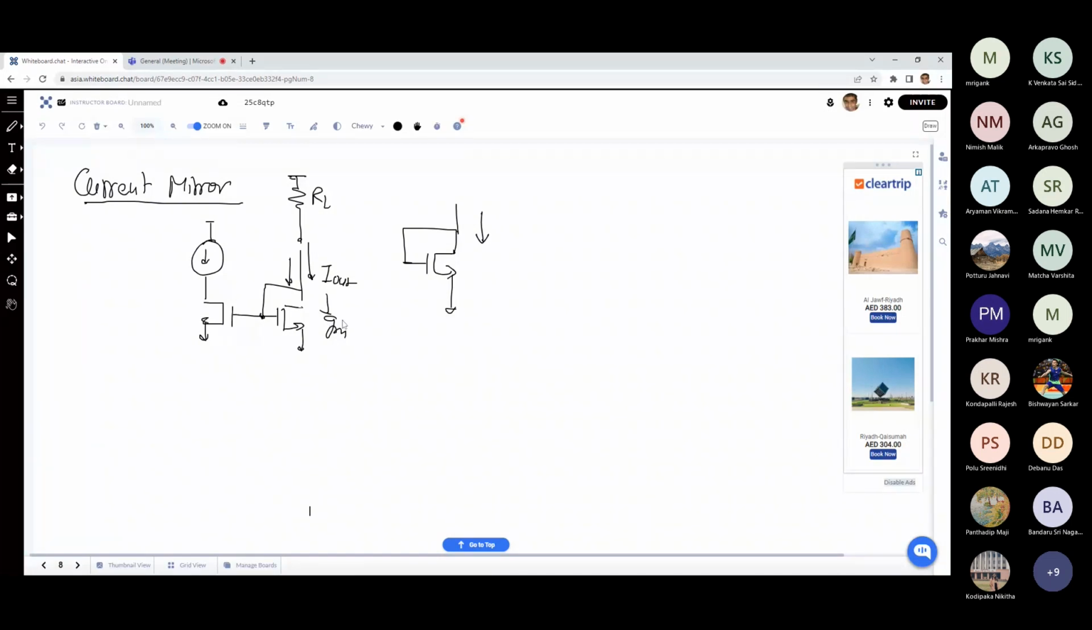But suppose the RL is close to 0. I don't want output impedance, but still, is it going to work as a current source? Like, is it functionally correct? We want IREF, right? So I want I out equal to IREF. So is it going to work? Is it going to mirror IREF?